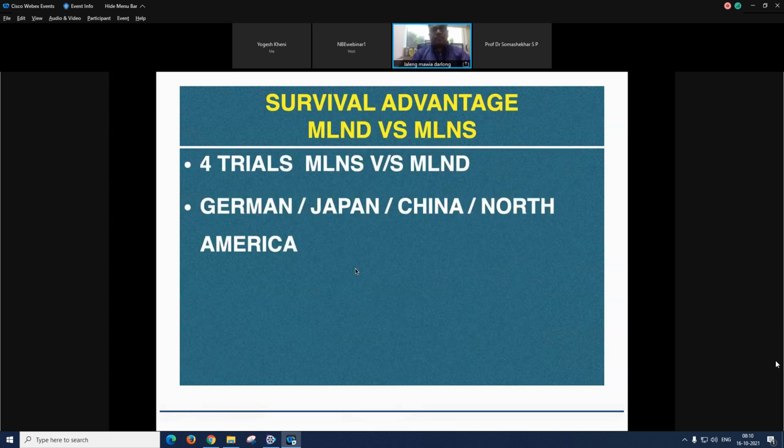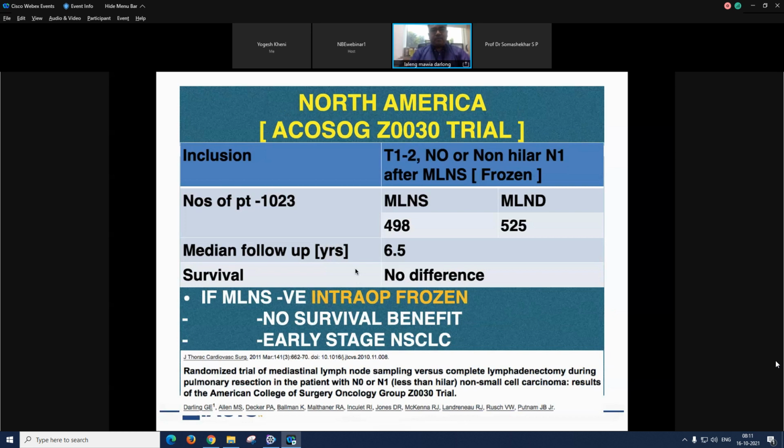These are the 4 trials to see if there is any survival advantage, from Germany, Japan, China, North America. And if you see, this is the ACOSOG one from America. T1, T2, N0, or non-hilar N1 were selected after doing a mediastinal node sampling and confirming on frozen. What they found was that if the nodes were negative on intraoperative frozen, there was no survival benefit for early stage NSCLC.